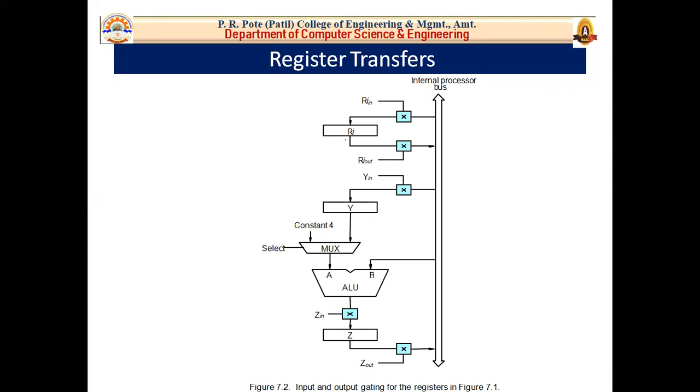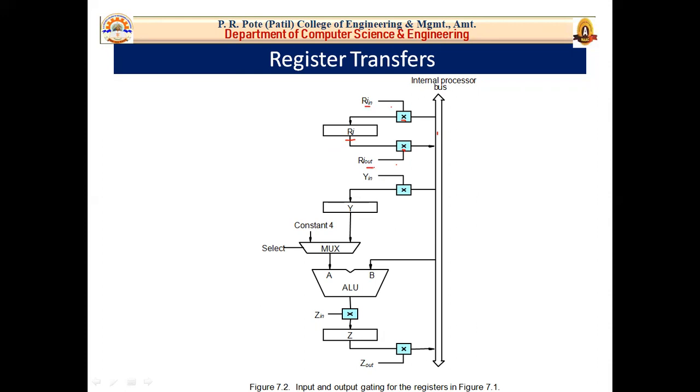Now let's consider we have one register, that is Ri. Now the input and output of register Ri, this is the input and this is the output. So the input and output of register Ri are connected to the processor internal bus via switches. Now these are the two switches. So the input and output of this register Ri are connected to the processor internal bus via these two switches controlled by the control signals, that is the Ri in input signal and the Ri out output signal.